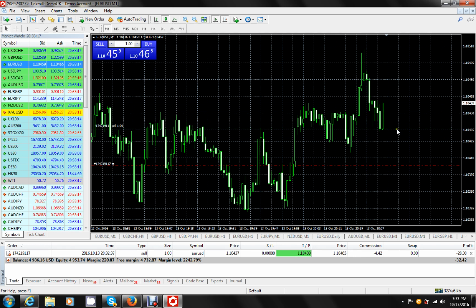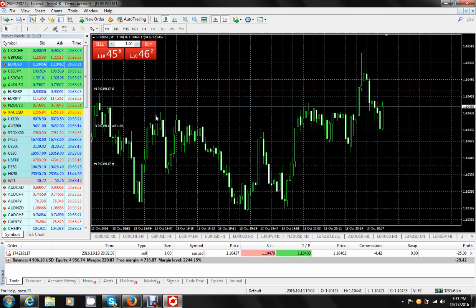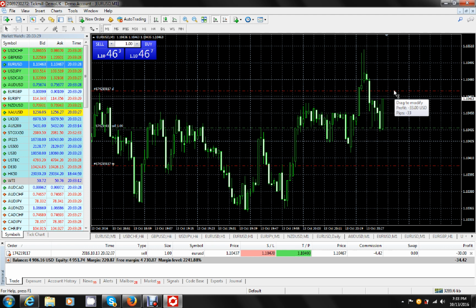Then I press on the same line and I go opposite, right? There's a line there written SL, meaning stop loss. So if the graph comes against me and hits my stop loss, I would have lost how much? $33.